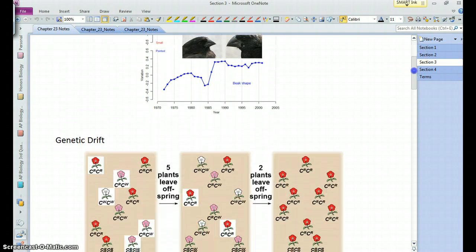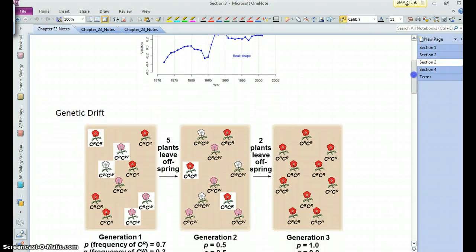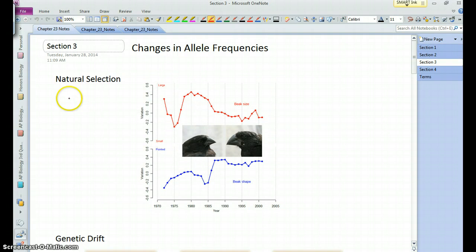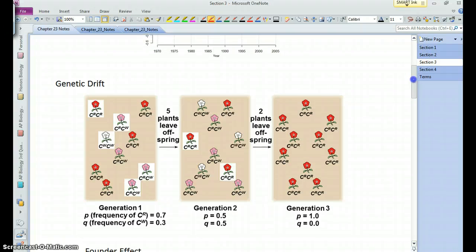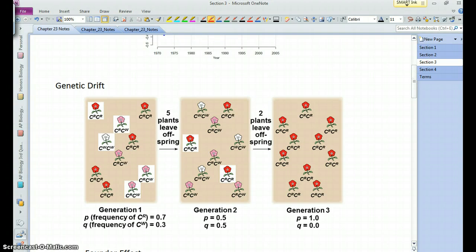But then there are other forces that can cause a change in allele frequencies that really don't have anything to do with natural selection or survival of the fittest. So, for example, genetic drift is a good example. Genetic drift is a process in which largely chance events influence what happens from one generation to the next.